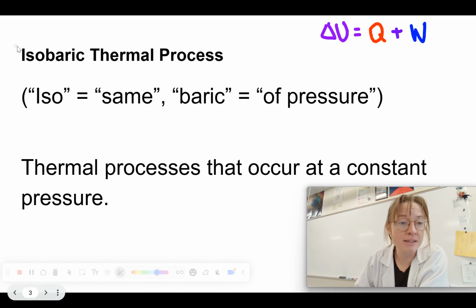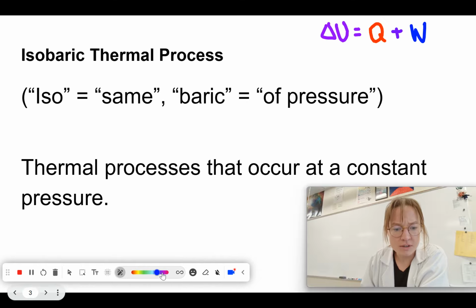Okay, the first type of process that we're going to look at today is what we call an isobaric thermal process. For each thermal process, this is our first thermal process here.